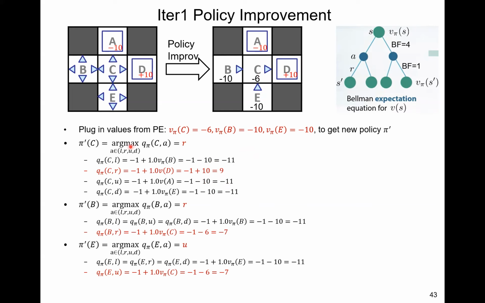So you take the argmax among the 4 possible actions. You take the action that maximizes Q pi C,A, which is obviously right. So therefore, the policy in state C has changed from a random policy to a deterministic policy, pointing towards the right.